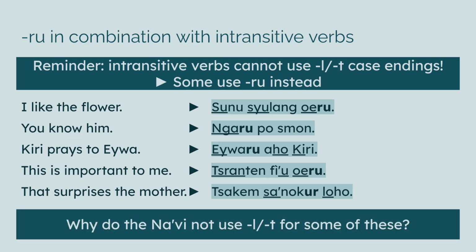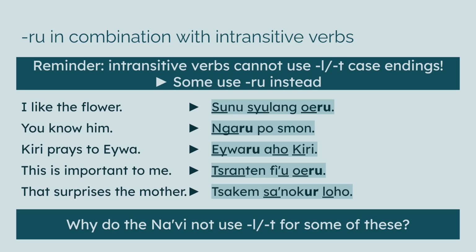Maybe you think that some of these sentences are a bit weird, because why do we not just use L and T for these? Like, I like the flower. Why don't we just say, well, sunu siulangit? Of course, the obvious answer is because it's intransitive, but why is it intransitive? And now if you look at this sentence as well as probably the second one in a bit more detail, then you might see something else that is weird.